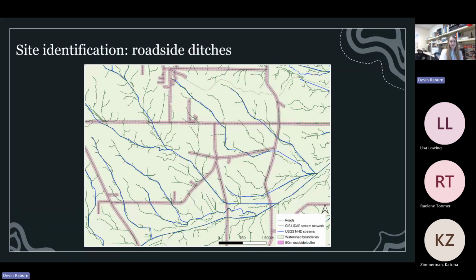And so to identify these sites for our roadside ditches, we georeference both sides of the road to depict potential roadside ditch habitat. You can see that in the picture here in the purple. That's what we use to depict those ditches.